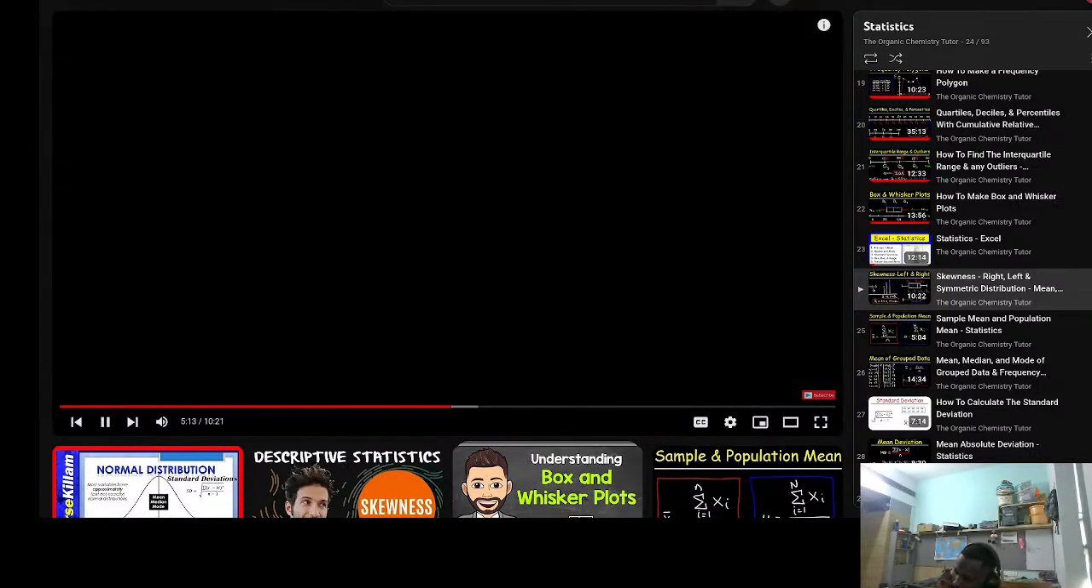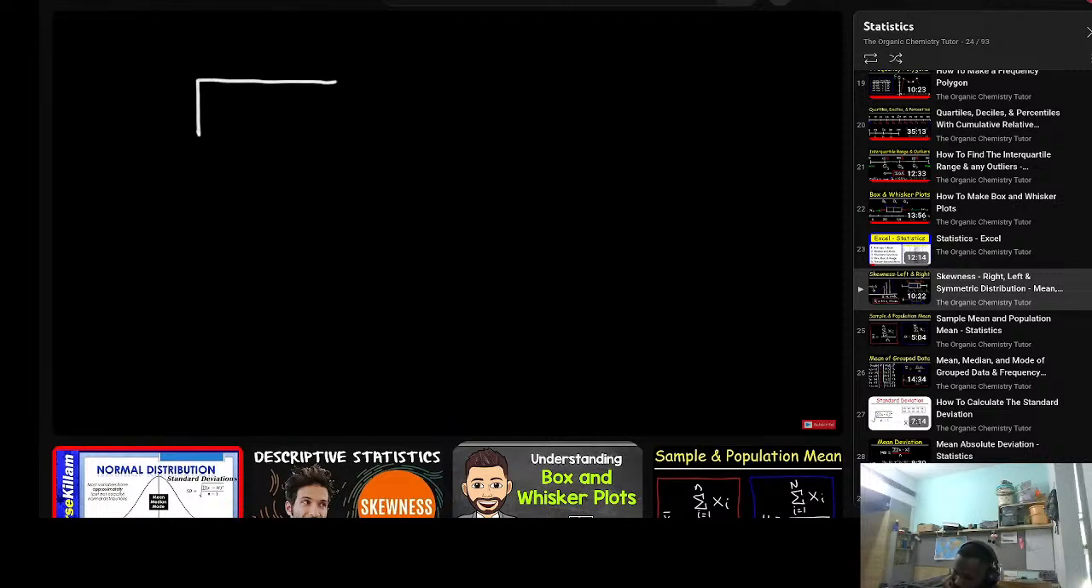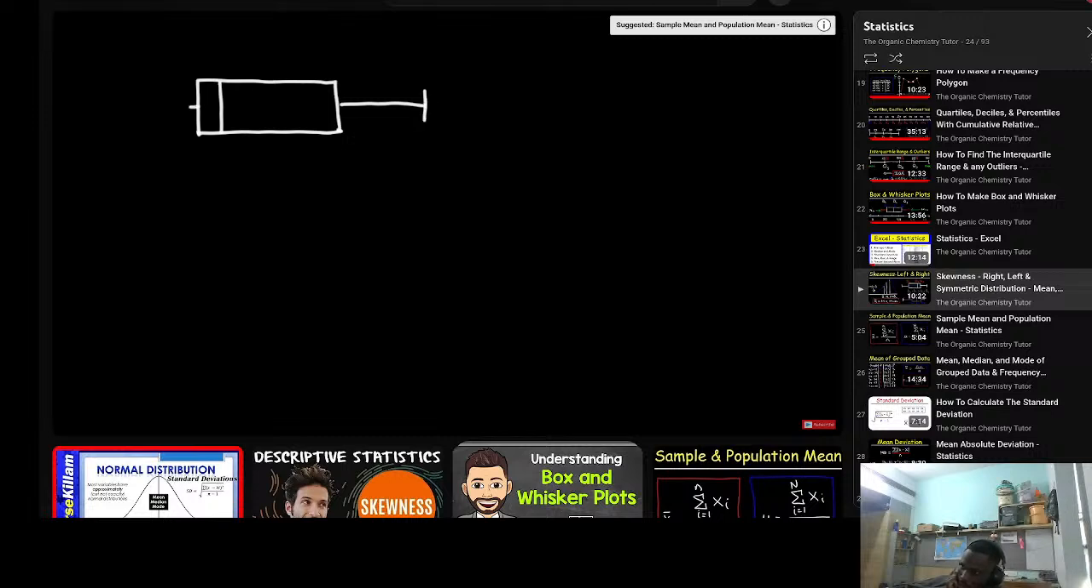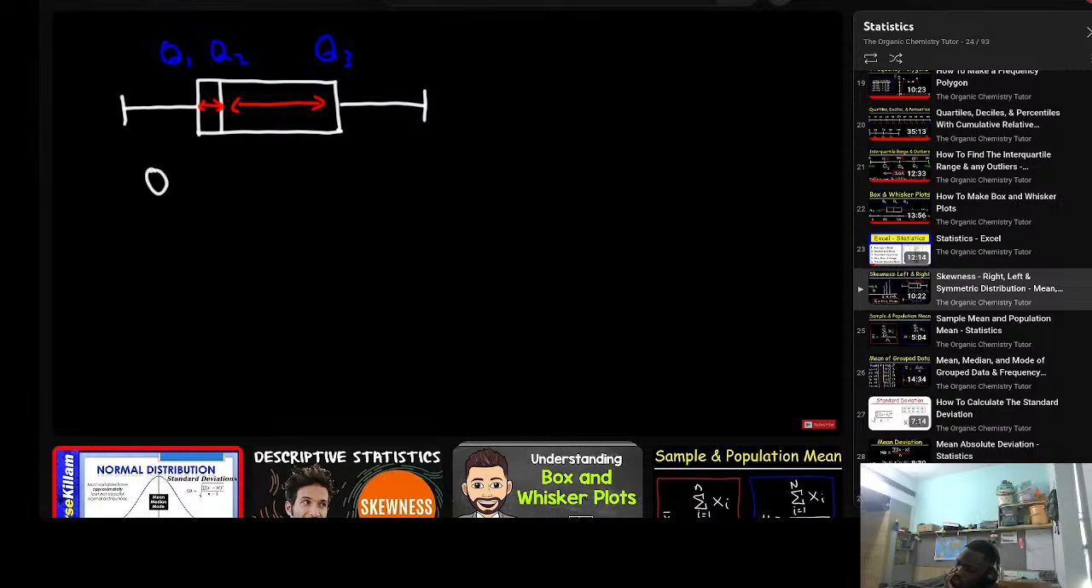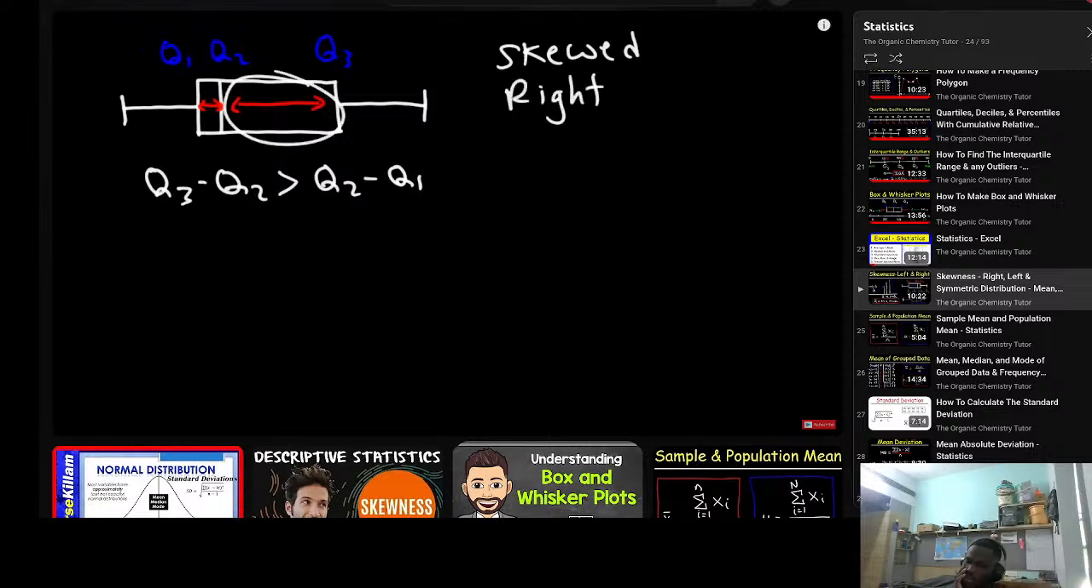A distribution that is skewed to the right. So here's one possibility. Notice that the length of the whiskers are the same, but the box on the right is longer than the box on the left. So, as we said before, this is Q1, Q2, and Q3. So Q3 minus Q2 is greater than Q2 minus Q1. In this case, the data is still skewed to the right. As you can see, the right box is longer than the left.